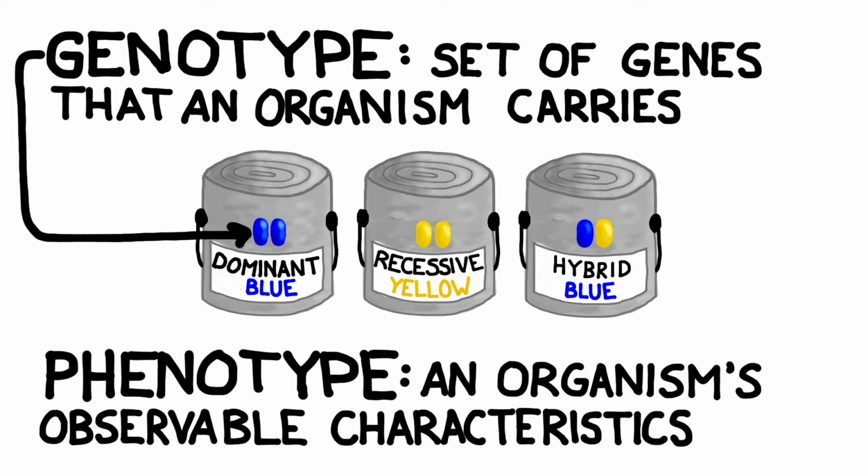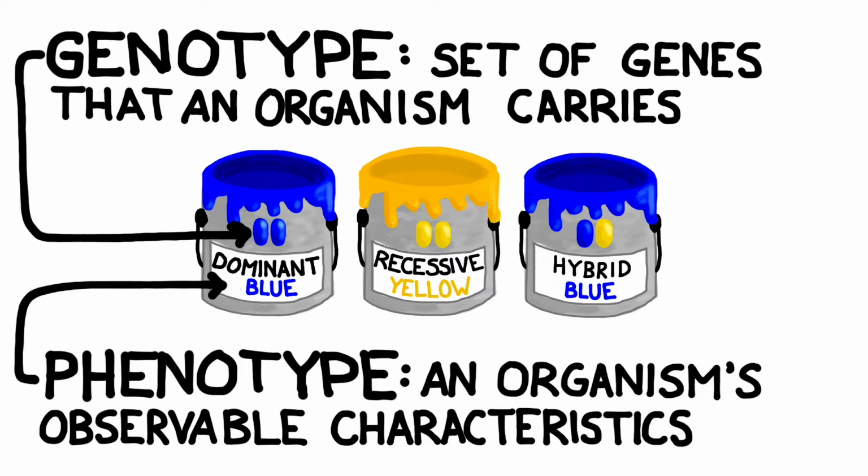The phenotype of an organism is its observable characteristics. It's what we would see when we opened the can of paint. Once you open the can of paint, you can see its phenotype, i.e. what color the paint is.